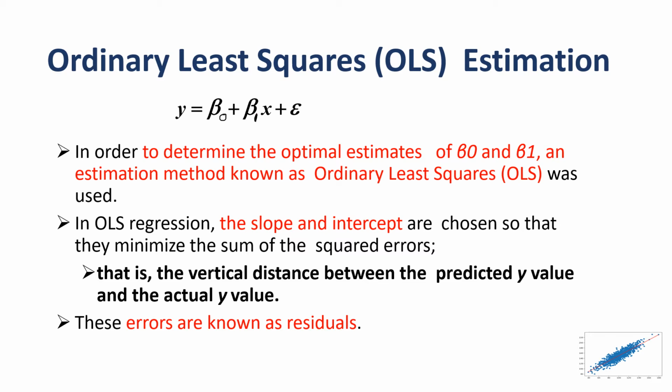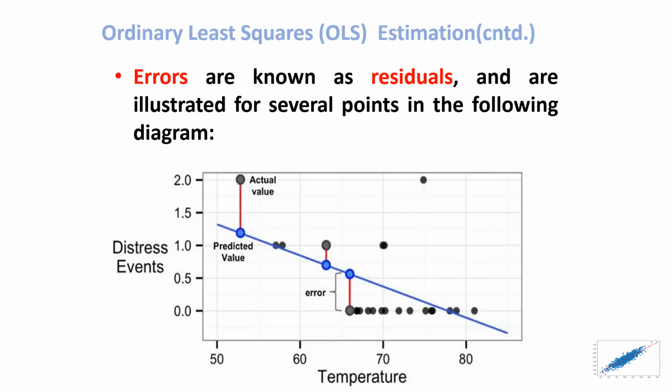As I already told you, the equation for the linear regression model is y is equal to beta 0 plus beta 1 x plus epsilon. So here beta 0 is the intercept, beta 1 is the slope, and epsilon is the error, which means the distance between the predicted y value and the actual y value. And this epsilon is termed as error and it is also known as residuals.